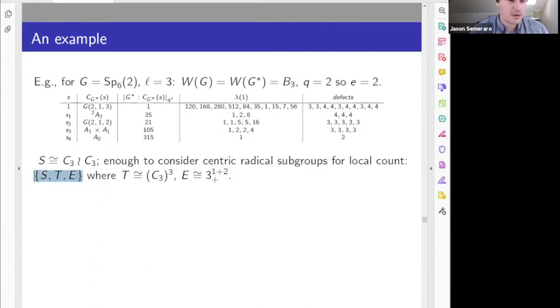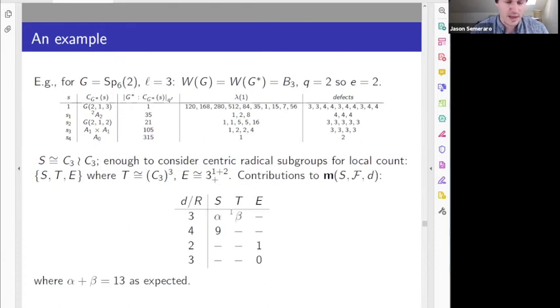In this case, there are only 3 subgroups to consider, where T is the torus, which is C3 cubed, and E is an extraspecial group of order 3 to the 3. Each of these subgroups will contribute something to the sum in the previous slide, and here are the numbers you get. So here I'm going to give you a table which gives you the contribution to the sum provided by each of these 3 groups.